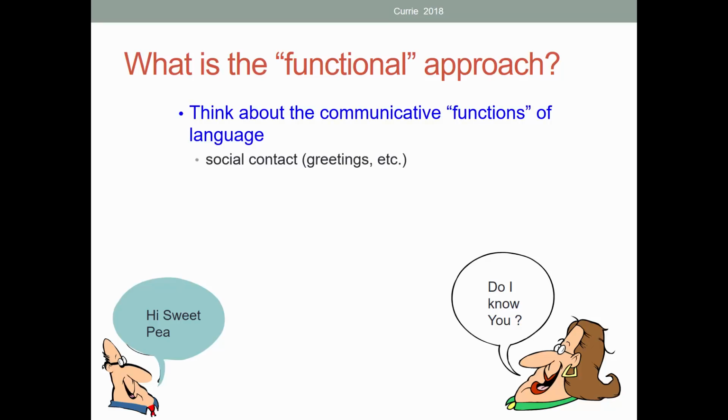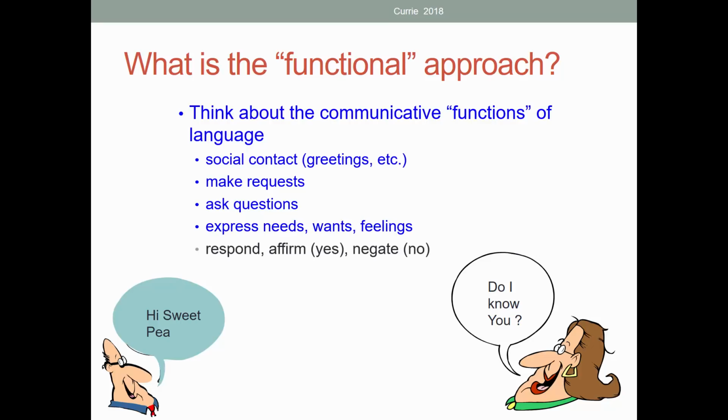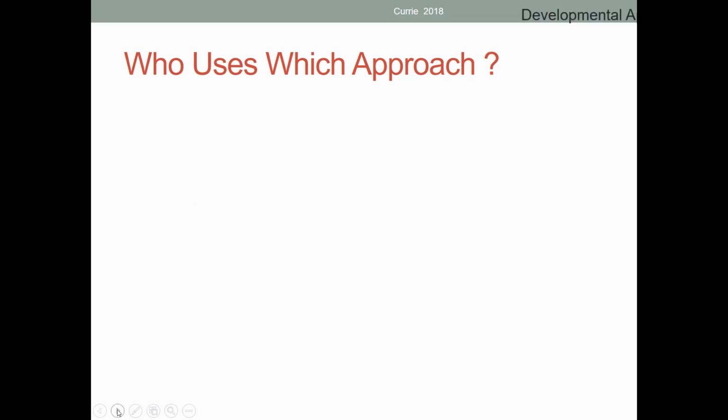Social greetings, saying hello, what's your birthday, may I please have, wanting whatever it is that you want, you need, being able to say yes, being able to say no. These are very functional things, and this can be for any age group whatsoever. So the functional approach looks at immediate functions of language.